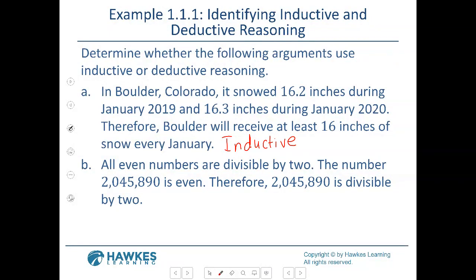All even numbers are divisible by 2. The number 2,045,890 is even. Therefore, this number is divisible by 2. This is deductive because you know these are the accepted facts.